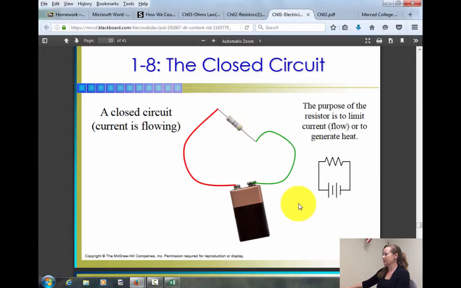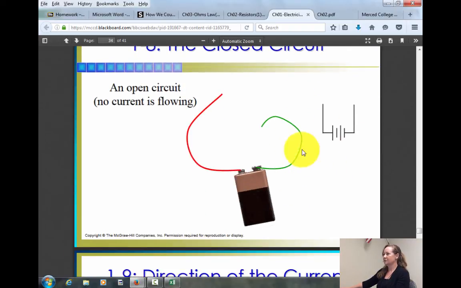And this is how you would write this circuit in a circuit diagram. Here's our battery, and then here's our resistor. Here's our open circuit. Is there current flowing? No, there's no current flowing in this circuit.